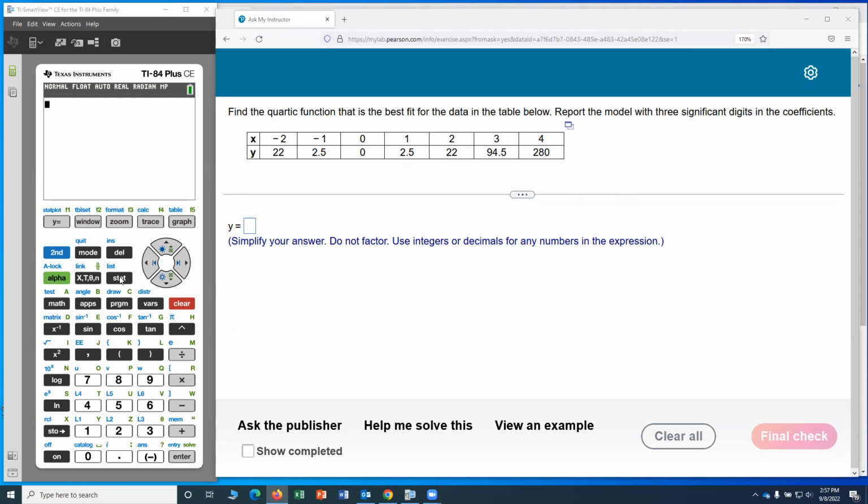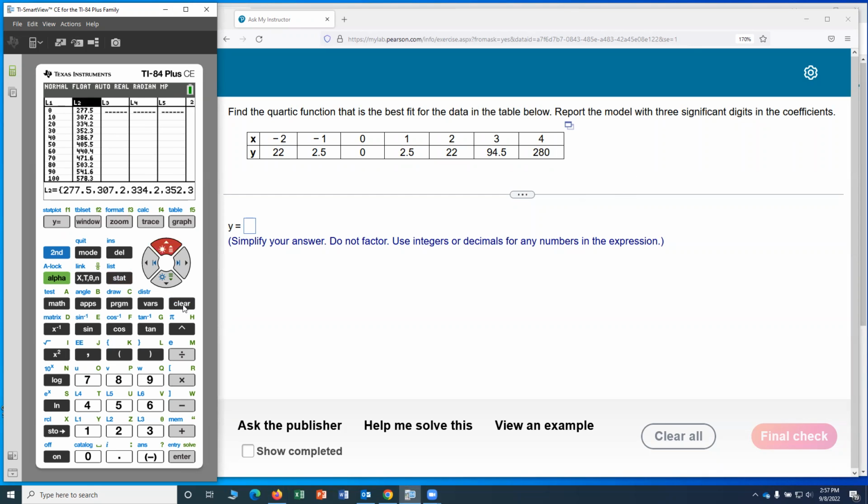So to do a regression, I'm going to go to my stat function and enter. I have data in my list, so I need to go up and highlight the list title, in this case L2, and then I hit clear, enter. I go over to L1, highlight it, and do clear, enter. And now I'm going to enter the X values in list 1, making sure to use the negative key on the calculator for negative numbers and not the subtraction key. My X values are -2, -1, 0, 1, 2, 3, and 4.